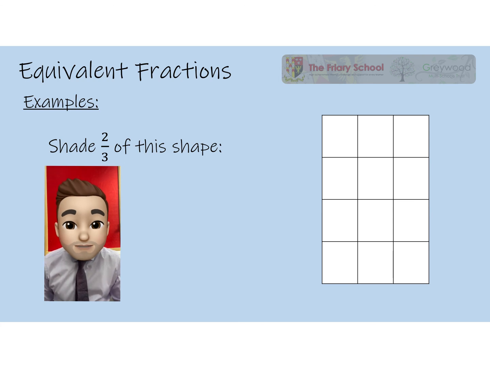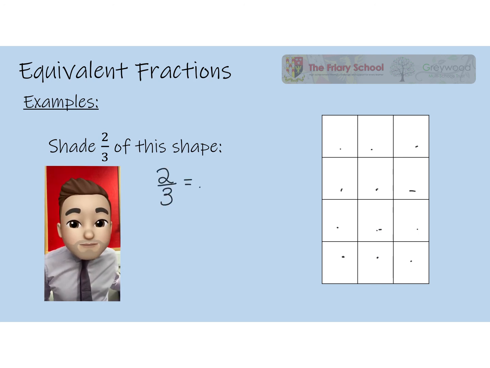So this question says shade 2/3 of this shape. So I can't just shade 2 out of 3 because there are more than 3 parts. In fact, there are 1, 2, 3, 4, 5, 6, 7, 8, 9, 10, 11, 12 parts altogether. So if I want to shade 2/3, I need to shade something out of 12. So what's happened from that 3 to get to 12? So let's go up on my 3 times table to see what I've multiplied by there. So 3, 6, 9, 12. So I've multiplied by 4.